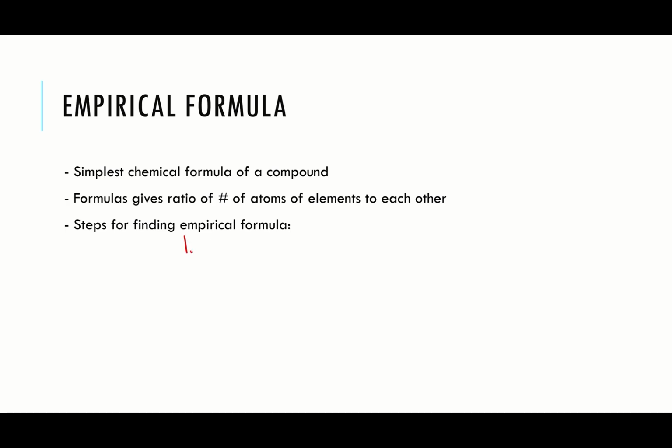The first thing we want to do is, regardless of the compound, assume that we have 100 grams of it. By assuming 100 grams of the compound, those percentages that were given will be equivalent to their masses. Secondly, like I mentioned, the formulas are a ratio of their moles to one another of the different elements. So we'll want to convert our masses into moles. By converting into moles, we can now begin to find our ratio, which is our third step.